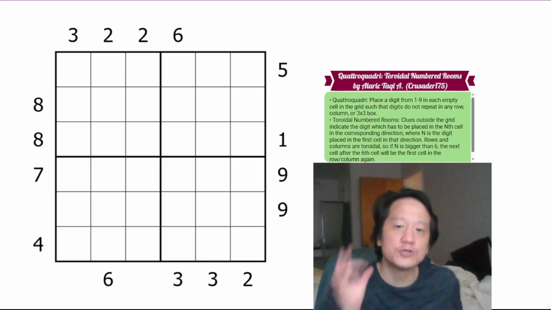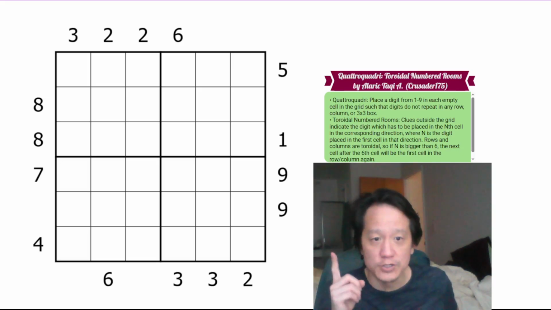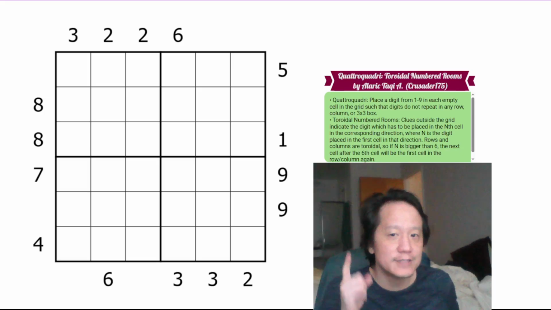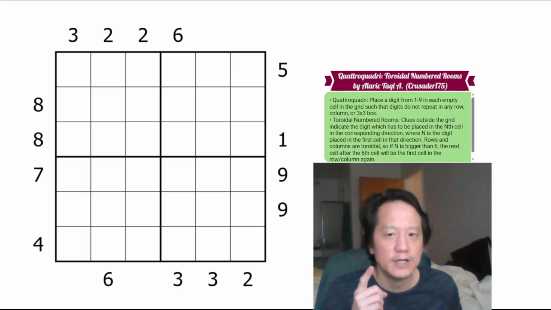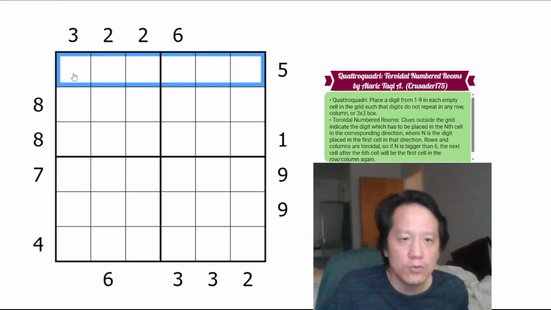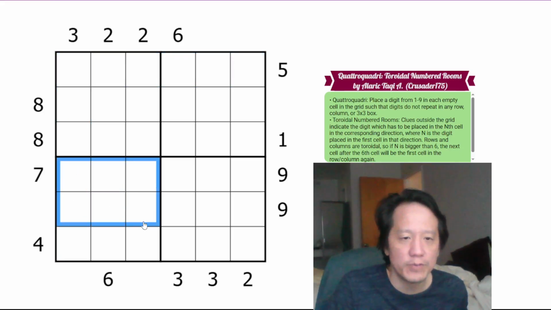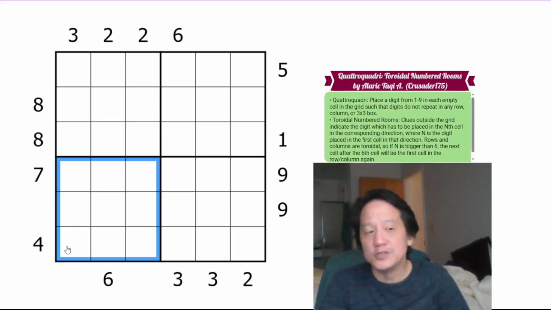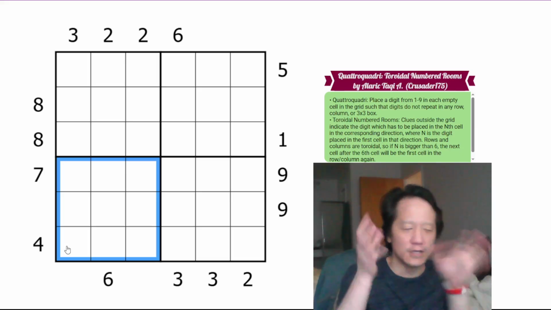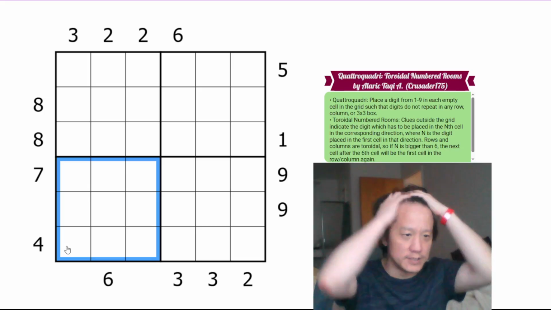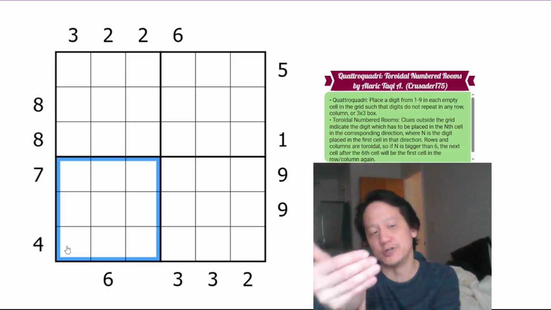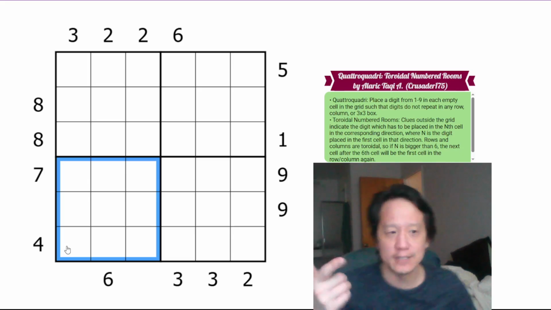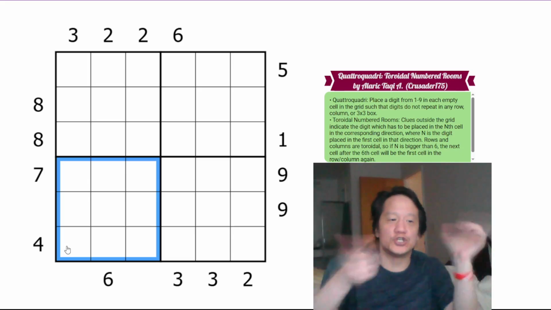We have Quattroquadri, which is not normal Sudoku rules, where we need to place a digit from 1 to 9 in each empty cell in the grid, such that the digits do not repeat in any row, column, or 3 by 3 box, or designated 9-cell region. This is why the way that I phrase normal Sudoku, you can extend that to Quattroquadri, too. It's exactly the same thing, and I don't need to change anything about that.